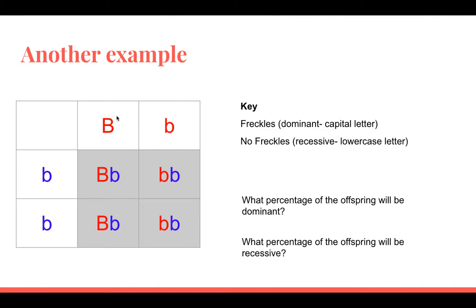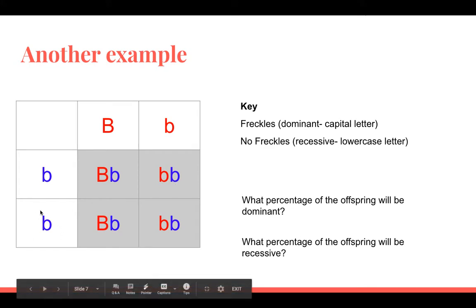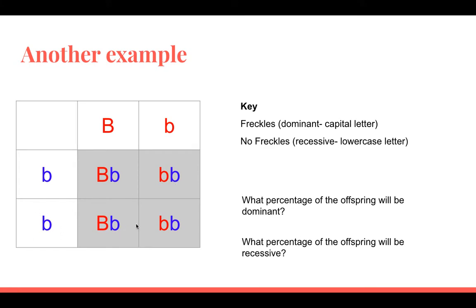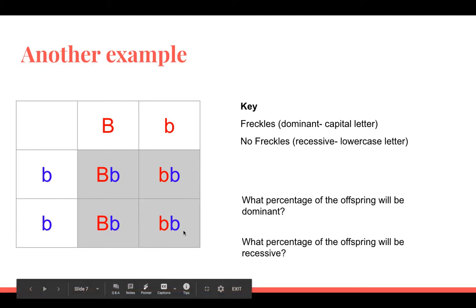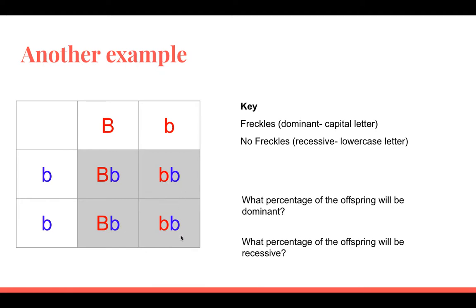So if you carry this capital B down to both boxes below it, and this lowercase b down to both boxes below it, and then you take the lowercase b from dad and bring it over to these two boxes, and this lowercase b from dad over to these two boxes, these are the results that you come up with. Capital B lowercase b, lowercase b lowercase b, capital B lowercase b, and lowercase b lowercase b.